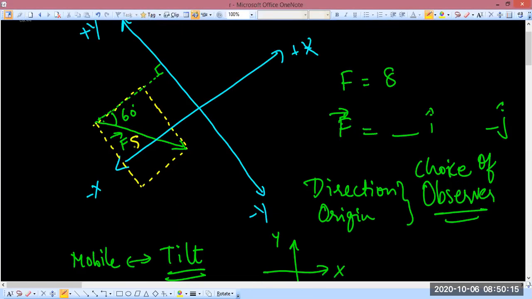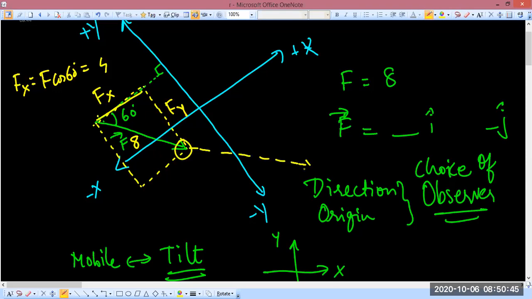let me explain it. See, this length is 8, correct? Tilt your mobile, anyone who is having trouble. So this is 8, correct? Now this is 60. So this side we can find by cos 60, right? So this is of course fx and this is fy. So fx is going to be f cos 60, so that is 4. But look at where it is pointing. Do you realize that this arrow is actually pointing in this direction? That is between positive x and negative y, correct? So x will be positive and y will be negative.